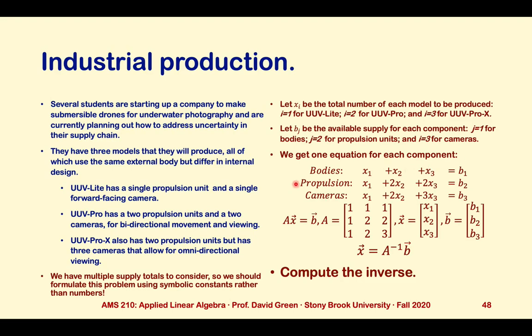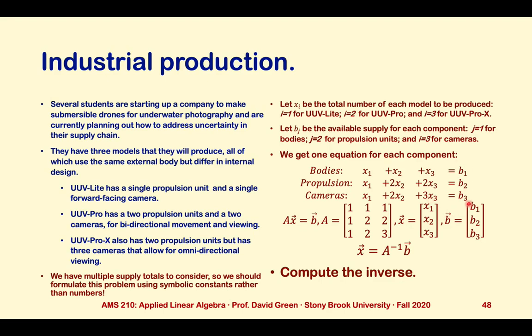left-hand side. For propulsion, the light version has a single propulsion unit. The Pro and the Pro X both have 2 propulsion units. We get x1 plus 2x2 plus 2x3. For cameras, the light version has a single camera. The Pro version has 2, and the Pro X has 3. So we have x1 plus 2x2 plus 3x3 on the left-hand side.